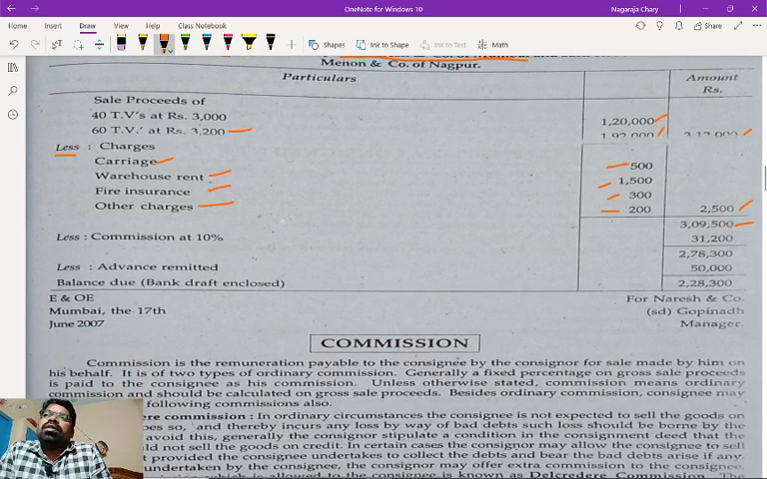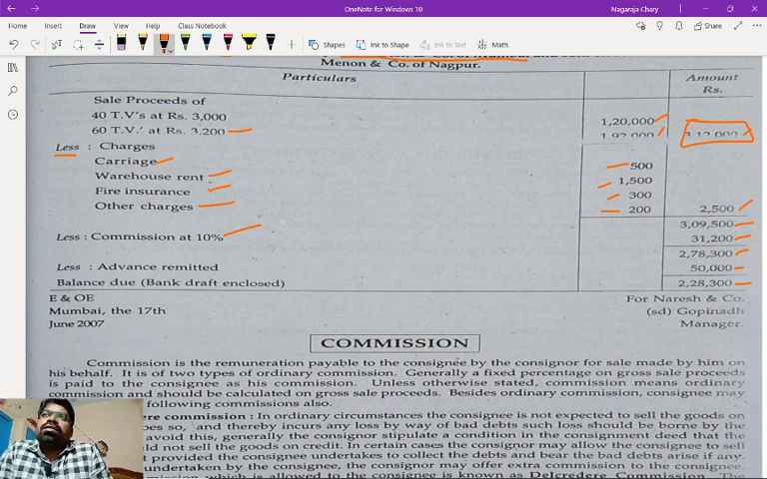So 10% commission is eligible on total sales. 3,12,000 is the sales, and 10% on that is 31,200. That is to be deducted. Then 2,78,300 is the balance. Then advance remitted. Already advance remitted is 50,000. Now the remaining balance of 2,28,300 is to be enclosed.